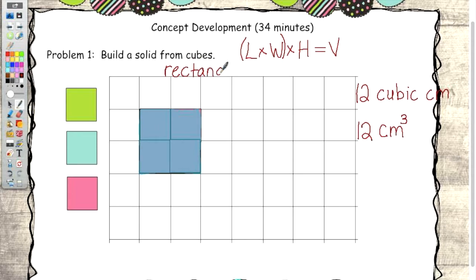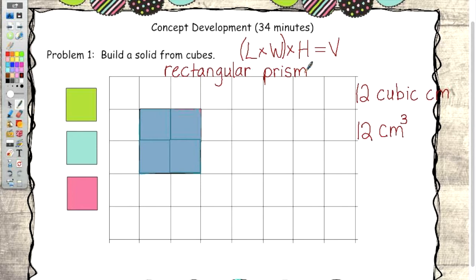Don't read it yet because it's going to take me a minute to write it. Okay, so this is an example of a rectangular prism.